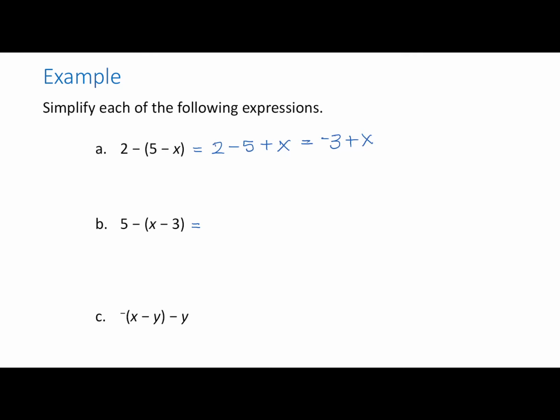For part B, again, my negative sign is going to get distributed. And let's go ahead and do it all at once. I have 5 minus x, and then I'm going to have minus negative 3, so plus 3. The 5 and the 3 combine to give me 8 minus x. And last, I'm going to distribute the negative here, so I have negative x minus negative y minus y. That's negative x plus y minus y. The y's cancel, and I'm just left with negative x.